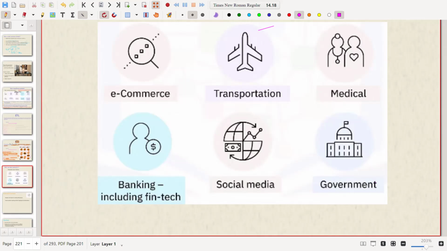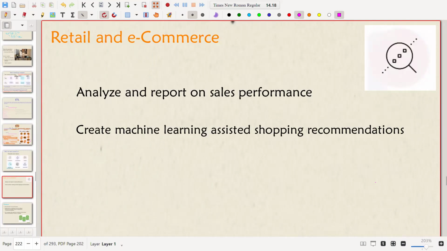Now I will show you a lot of different examples of data warehouses, different types being used throughout. There is a data warehouse by IBM as well, known as IBM DB2 Data Warehouse. We'll see many of them. You can see you can analyze and report on sales performance. You can create machine learning assisted shopping recommendations. I hope many of you have done that project before.